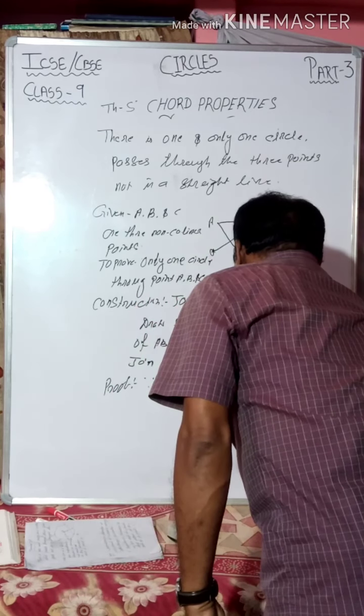OA square, that is R square, is equal to EA square, 4 square, plus OE square, (R minus 3) whole square. So R square is equal to 16 plus (R minus 3) whole square. Using (a minus b) whole square equals a square plus b square minus 2ab, we get R square minus 6R plus 9. R square cancels, so 6R is equal to 16 plus 9, which is 25, so R is equal to 25 by 6.